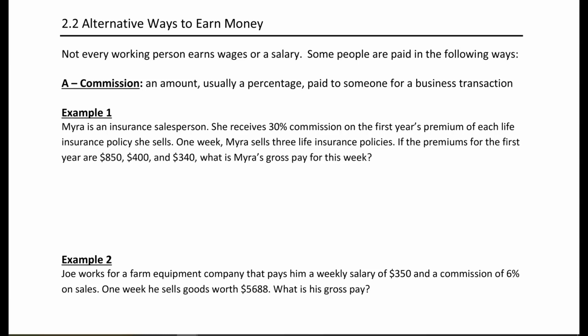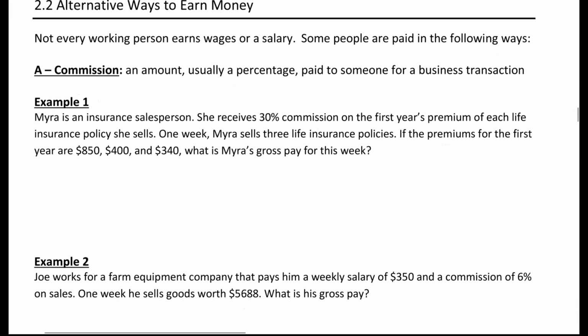In the previous lesson in class, we were looking at using somebody's hourly rate and the number of hours they work to calculate their gross pay. In this lesson, we're going to be looking at commissions, piecework, and also contracts. Not every working person earns wages or a salary. Some people are paid in the following. So we're going to start off with commissions and look at how you're paid for a commission type job.